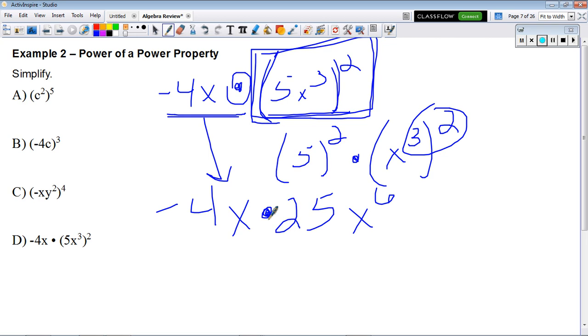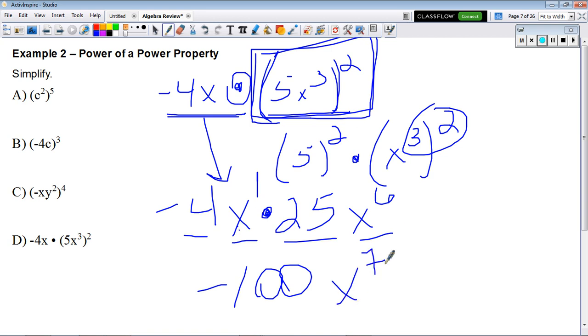And now this turns into what we talked about from example 1. So keep in mind, this is x to the 1st power. So I'm going to multiply together the parts that are the same. Negative 4 times 25 is negative 100. And then I have x to the 1st times x to the 6th. So once again, the shortcut there, because I'm multiplying, is to add the exponents. 1 plus 6 is 7, so this would be x to the 7th power. And that's the answer for part D.